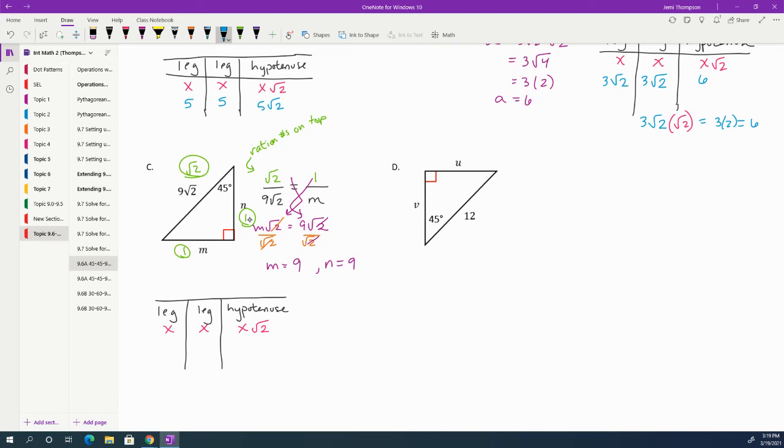So for this problem, I was given the hypotenuse, right? This is my given right here. So I'm going to write that in the hypotenuse column. Can you just look at that and tell me what x must be? Yes, it just has to be 9 and 9. So then I would get my answers.